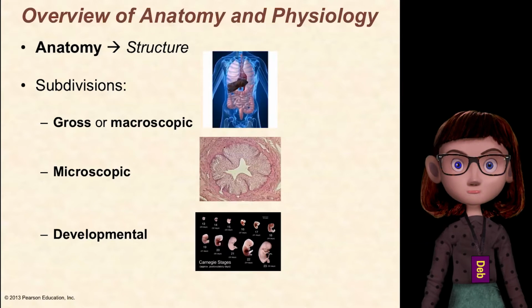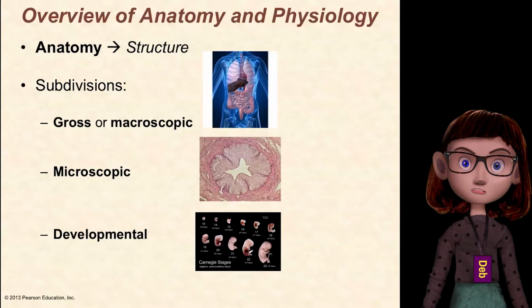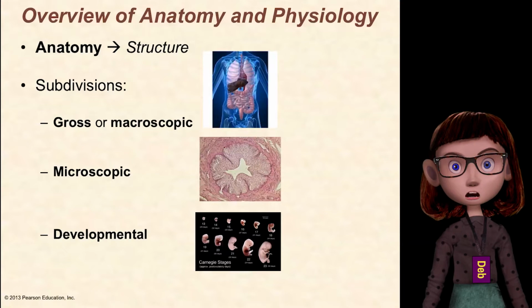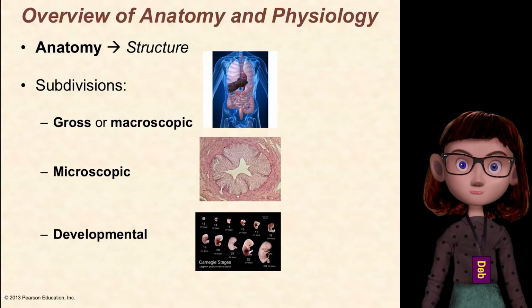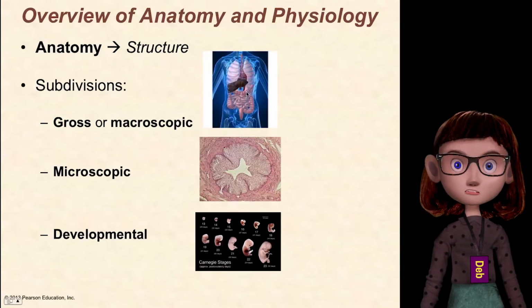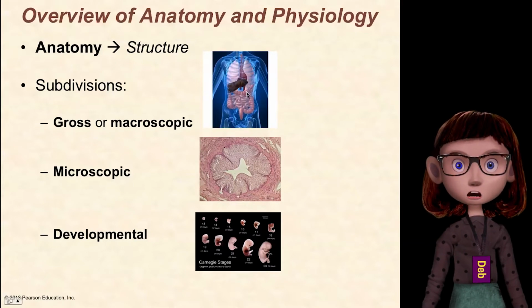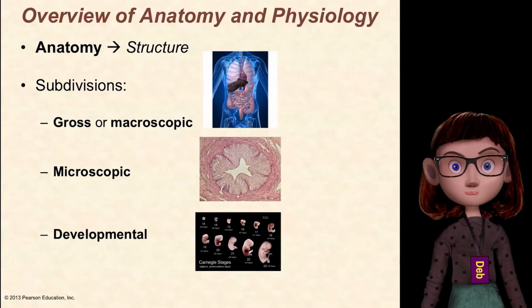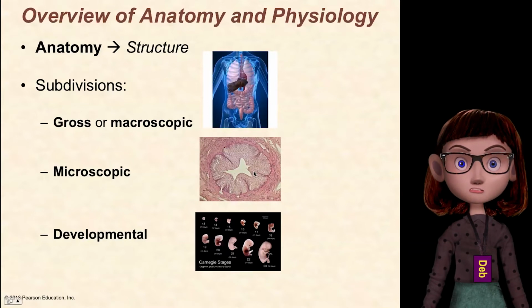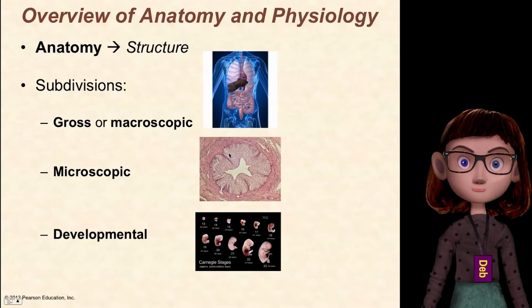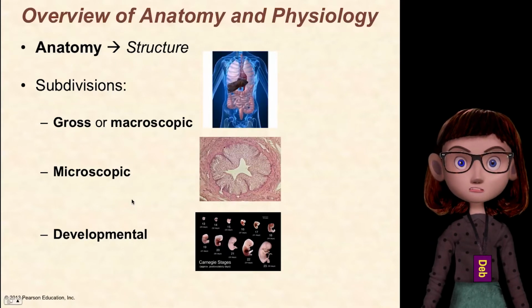First of all, as an overview of anatomy and physiology, we want to look at the definition of those words. Anatomy means the structure. Subdivisions in the study of anatomy would be gross or macroscopic, and I put a little figure here to illustrate. Gross or macroscopic anatomy is studying structures that you can see with the naked eye. Microscopic is also considered anatomy, but it's looking at structures that are too tiny to look at with the naked eye. We need a microscope in order to study these structures.